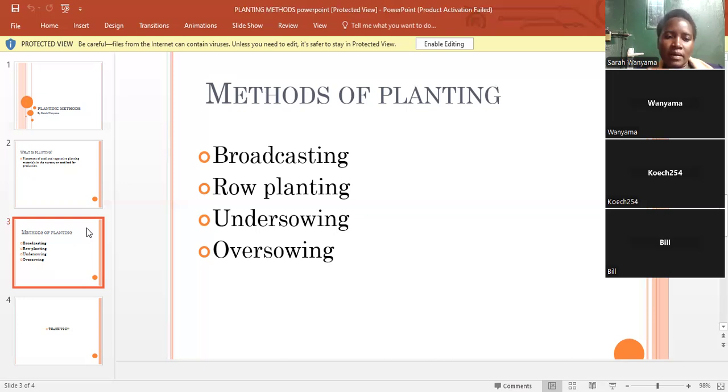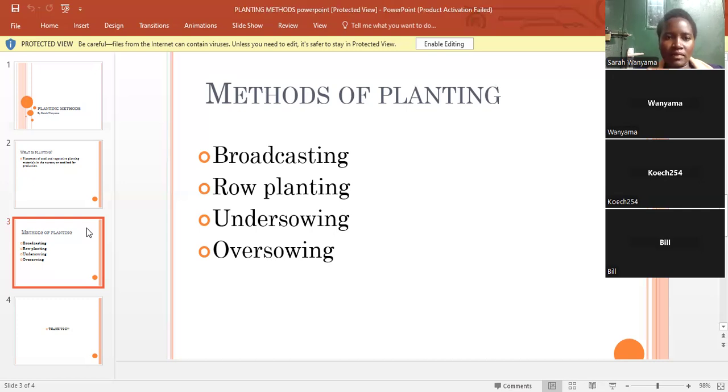Before deciding on what method you will use for planting, you'll have to consider other factors like what seed rate you want to plant, what type of planting material you are using, and whether you are considering using mechanization or doing it manually. And then you'll also have to check the use of the crop being established. Is it for pasture? Is it for plant cover? Or is it for commercial use?